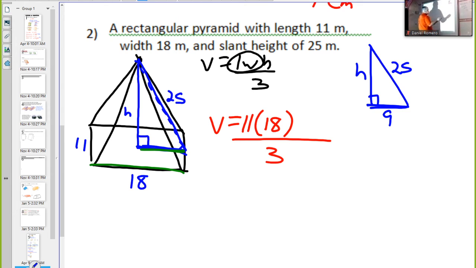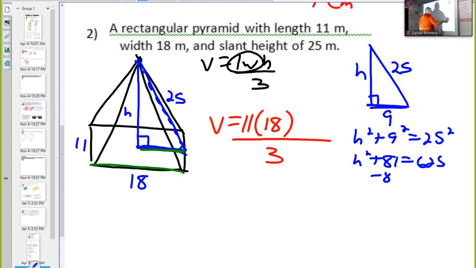So now let's put this in the Pythagorean theorem. H squared plus 9 squared is equal to 25 squared. H squared plus 81 is equal to 625. Minus 81 and minus 81 gives me 625 minus 81, 544.